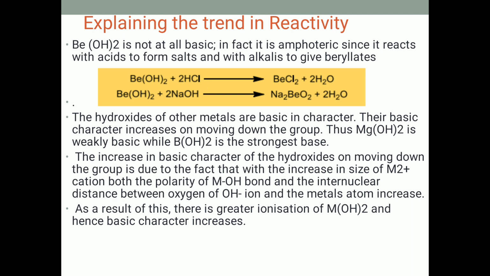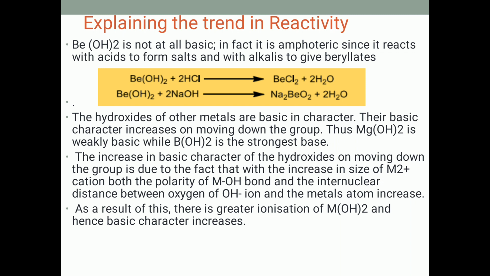In fact, it is amphoteric since it reacts with acid to form salt and with alkalis to give beryllates. Here you can see the chemical reactions both with acid and hydroxide. The hydroxides of other metals are basic in character. Their basic character increases on moving down the group. Thus, magnesium hydroxide is weakly basic while barium hydroxide is the strongest base.